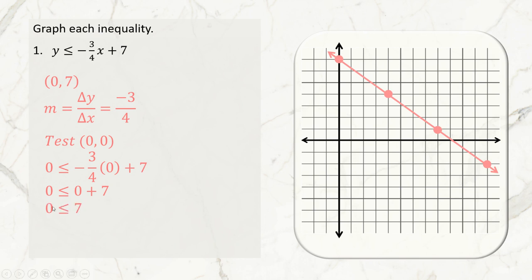Now we want to look at this and see if this is true. Is 0 less than or equal to 7? Yeah, it is, right? So that would be true. So we would shade the half plane that contains that point.